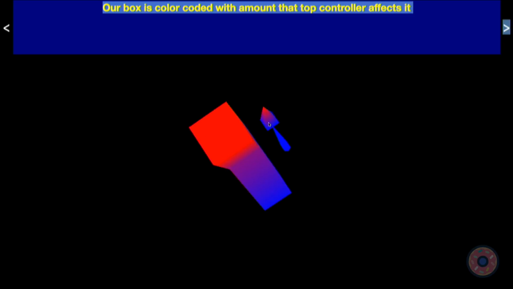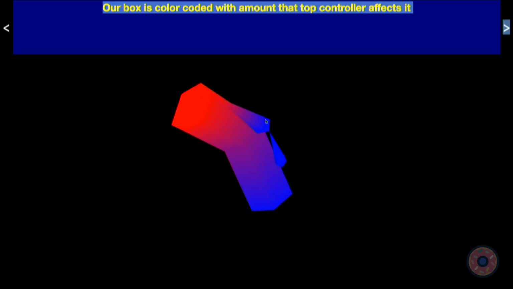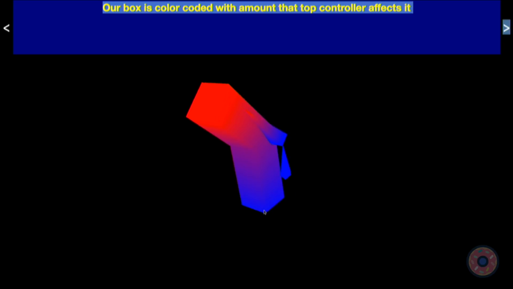So for this top controller here, these points at the top that are red are listening to every single thing that it does and moving exactly with it. These bottom blue ones are sort of rebellious, I guess, and they're not following it. If we look, you can see the top ones bend forward when our top cube bends forward, but the bottom ones don't, because they're not really paying attention to it. They're not controlled by it.